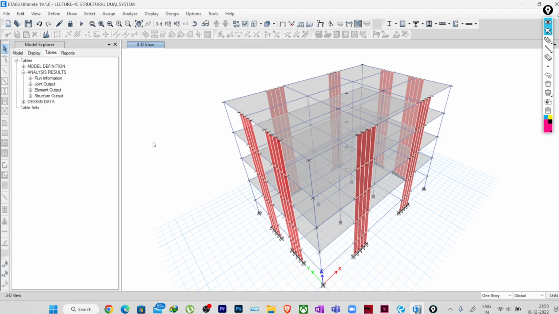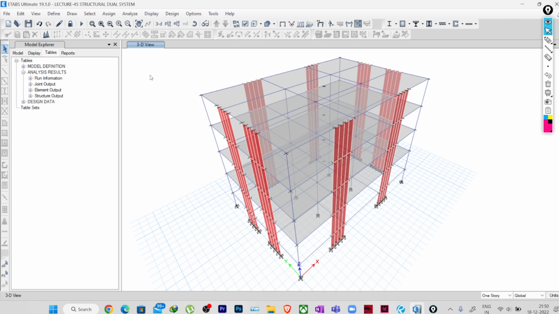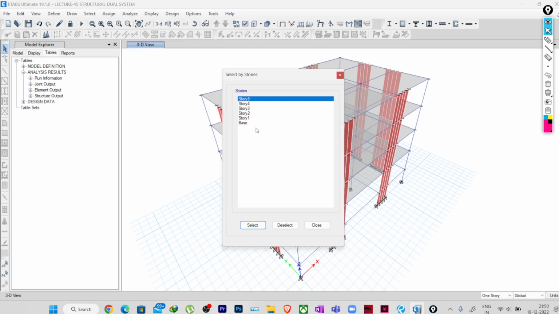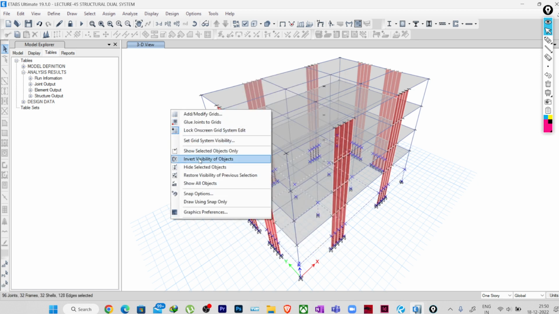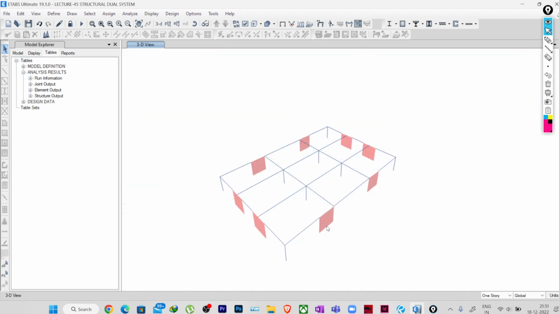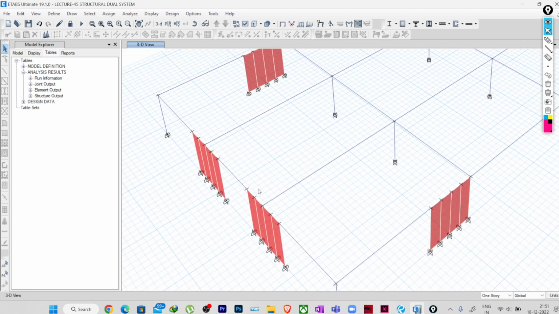what is the percentage of lateral force that is taken by the shear walls and the columns. Okay, so for that, I will go to this bottom story. So I'll go to select stories, and I'll select this story one and base, select, close, and right click, show selected objects only. So here I can see the bottom story, and let us see how the forces are attracted by the columns and shear walls.